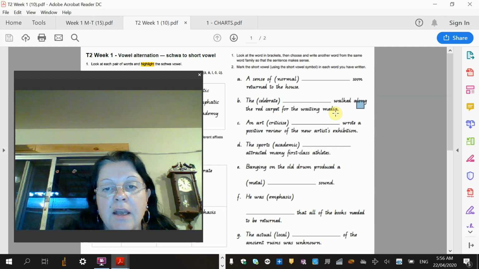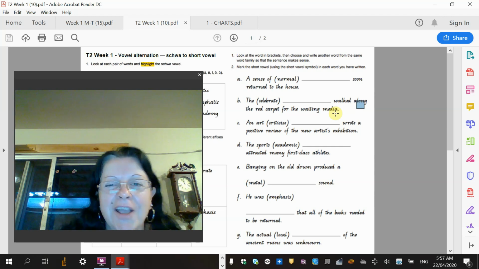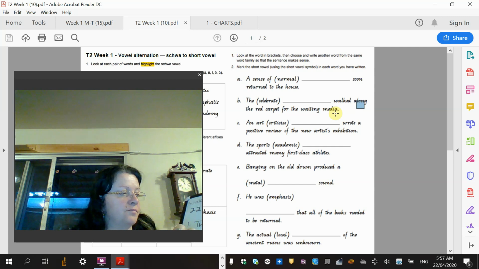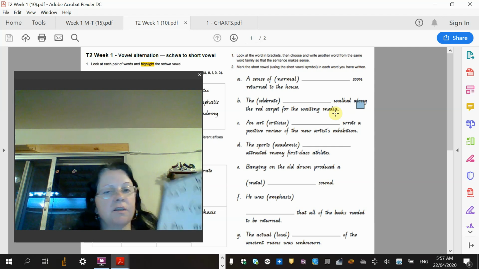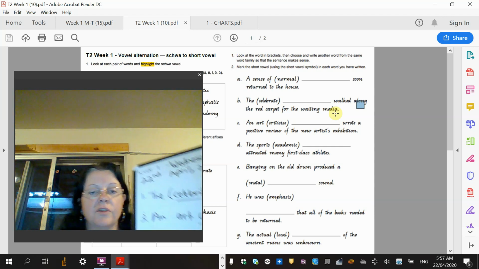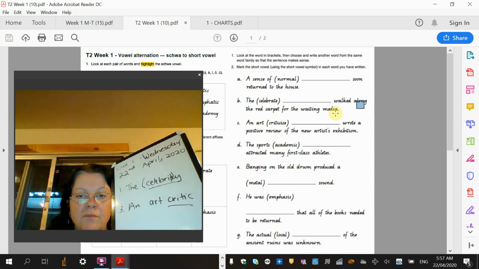Okay, next one. An art criticise, there's our root word, wrote a positive review of the new artist's exhibition. Sorry, it's too early. The art criticise wrote a positive review of the new artist's exhibition. So what root word can we get from that? An art, and it's going to be a noun because it's a person who's doing it, an art critic. And the root word criticise, well, there's the whole word. That word sits within the root word.